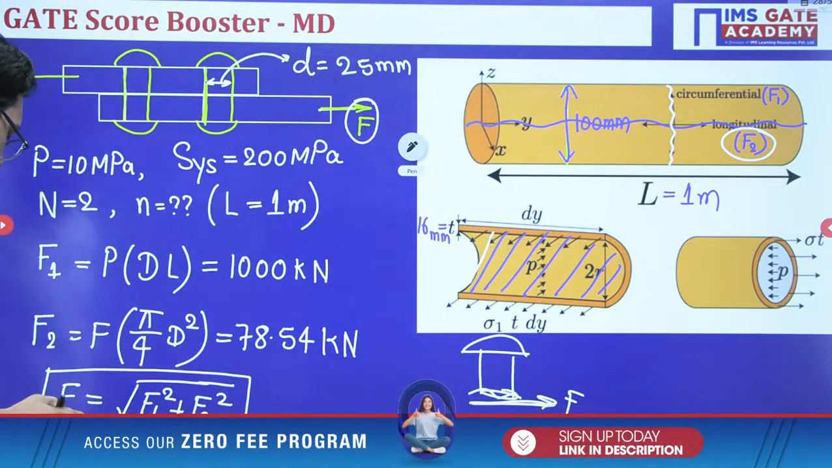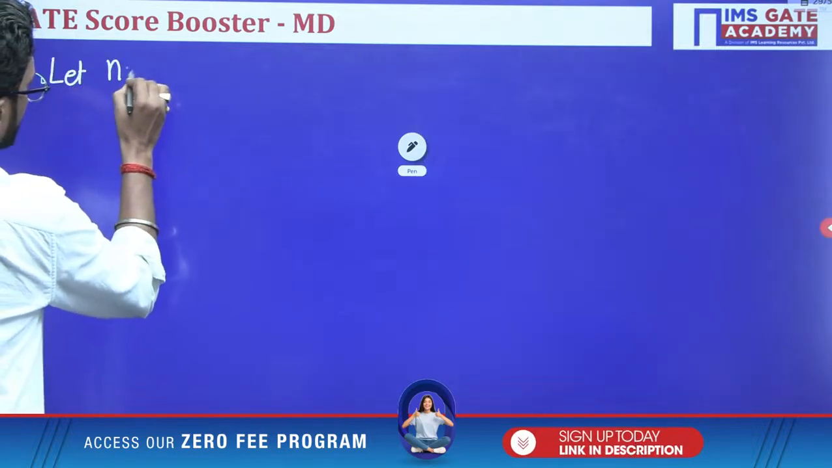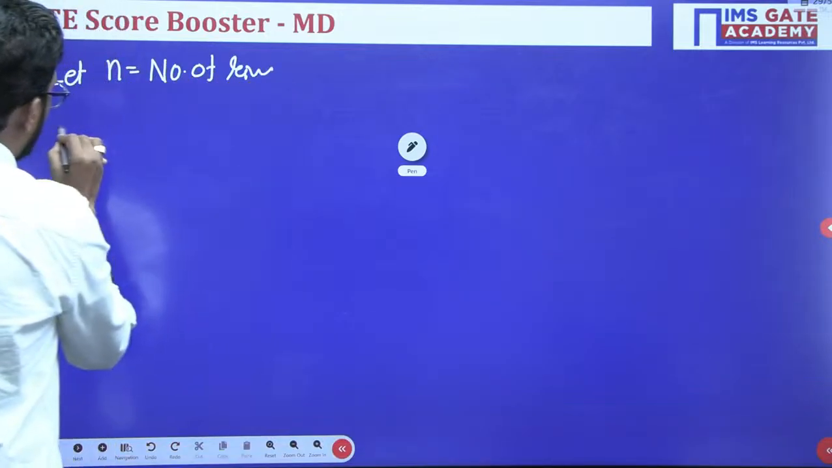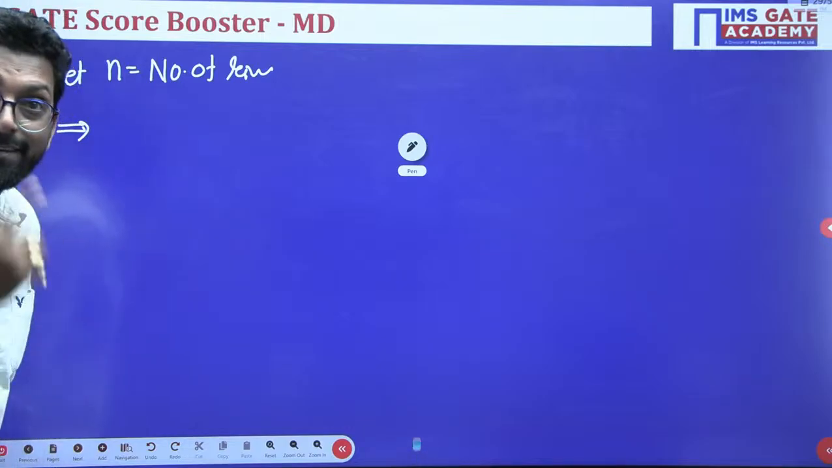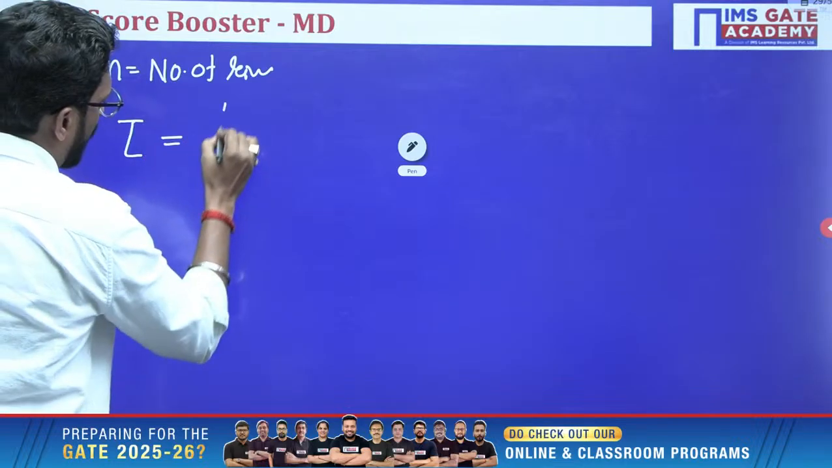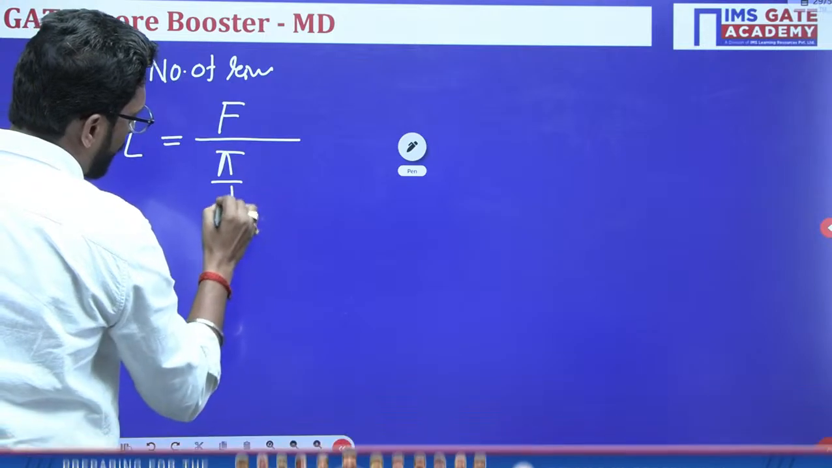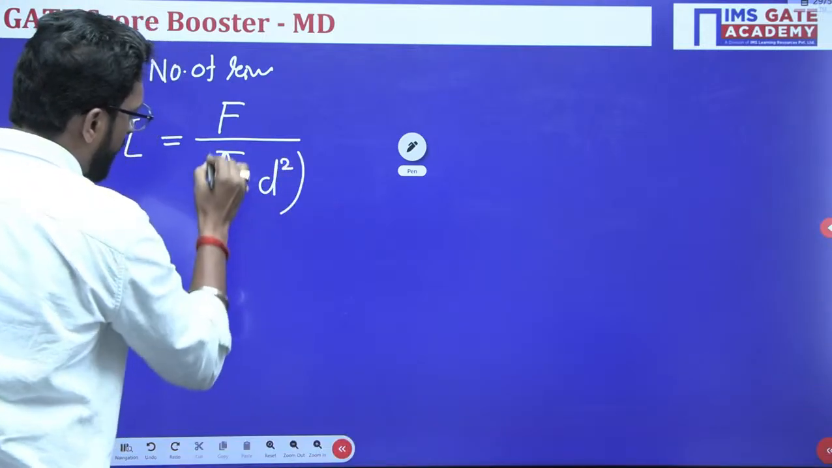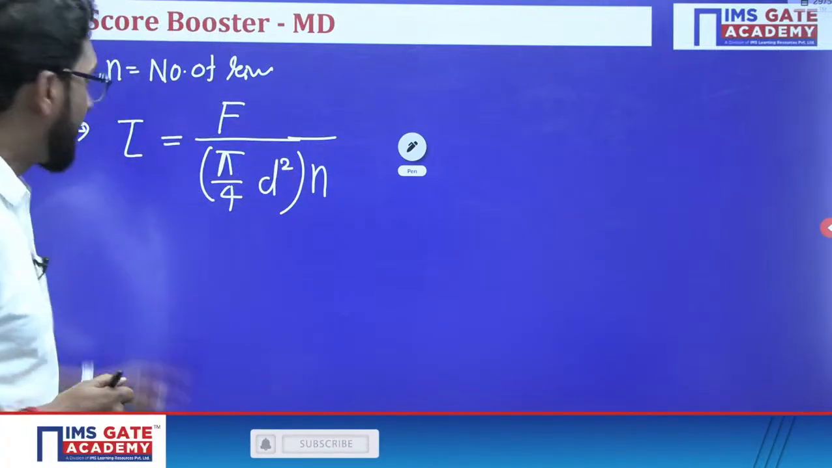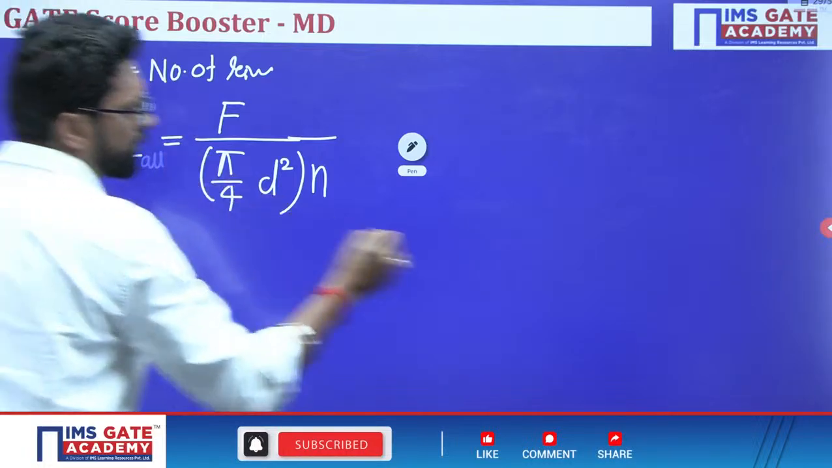So let's suppose there are n number of rivets. Let n be the number of rivets. So how many shear areas? N into A_S. So what is the shear force? Total strength divided by pi by 4 d square, the area of one rivet. Let's suppose there are n rivets, so multiply with n. And this is the allowable stress, na?